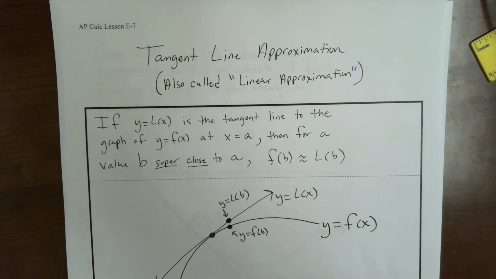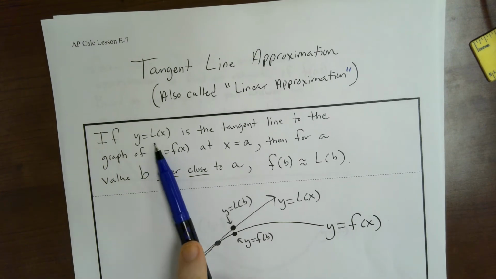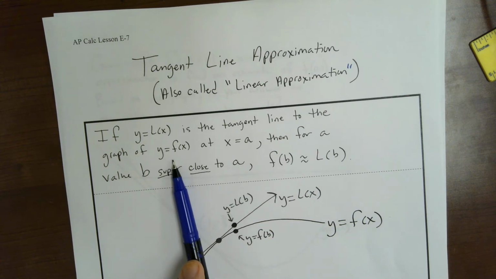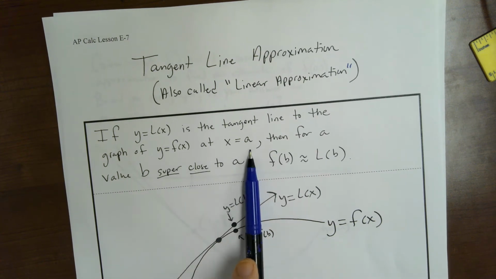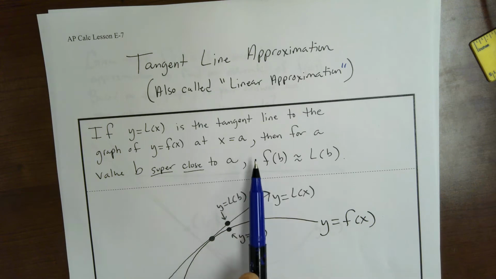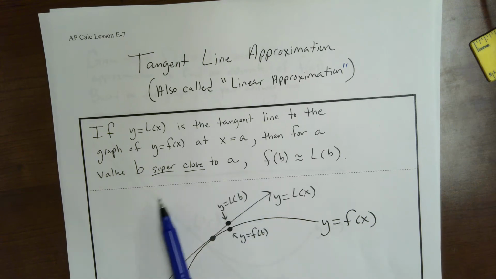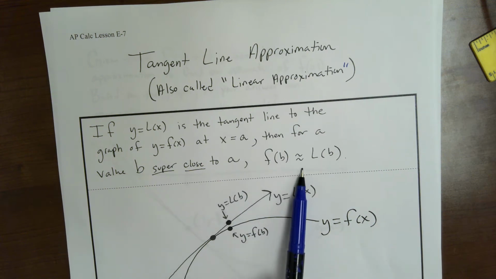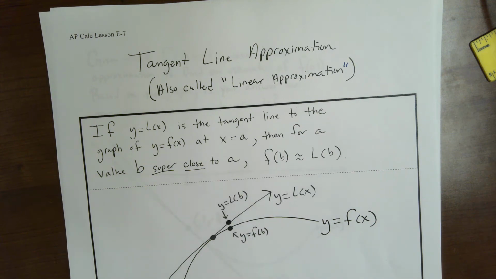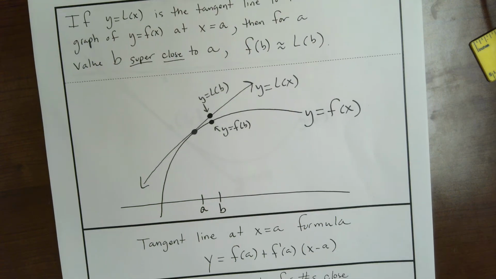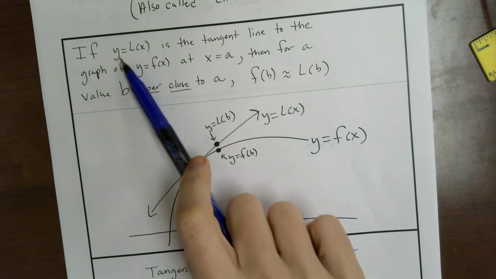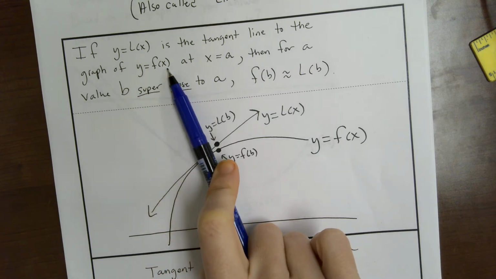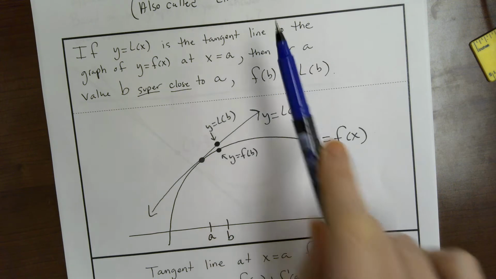So if y equals L of x is the tangent line to the graph of y equals f of x at x equals a, then for a value b super close to a, f of b is going to be approximately L of b. All right, so here's a little picture of what that means. So if L of x is the tangent line to the graph of y equals f of x at x equals a, let's translate that.